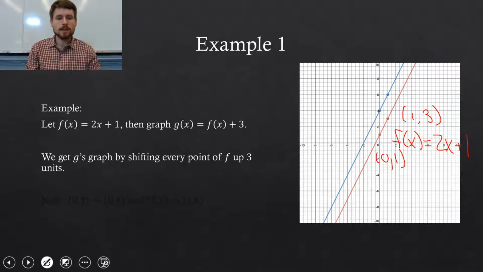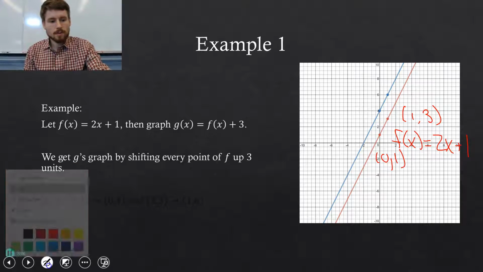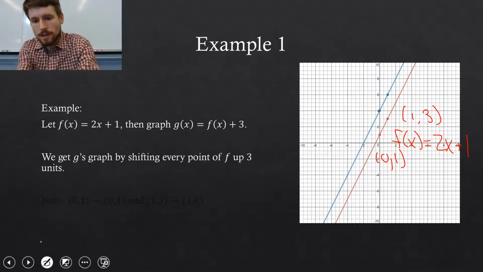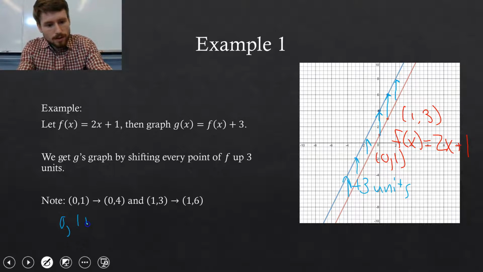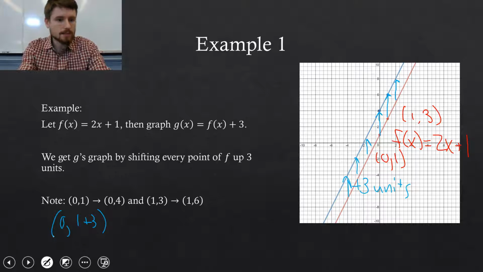And what happens when we want to graph g of x? So g of x is our blue graph. And when we want to graph that, we're going to just take all these points and shift them up 3. So everything goes up 3. So we're moving the whole line up 3 units. So this is plus 3 units. And so where do these points go? Well, we can take a look at (0, 1). We're adding 3 to its y value. So this is (0, 1 plus 3). That's what we're going to get, because we're adding 3 to the answer. And what's that? Well, that's (0, 4).